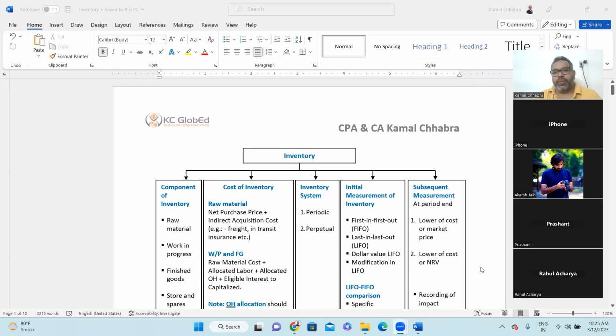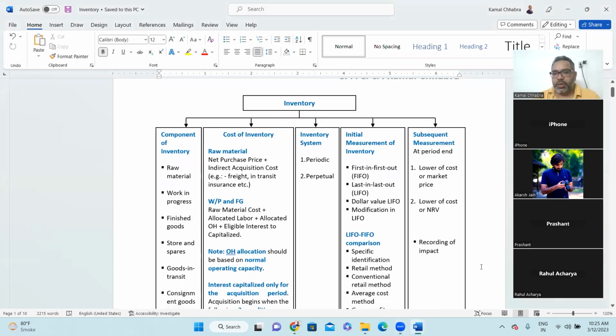So, the component of inventory. I know some of you might know it, but just for everyone to be on the same page, the components of inventory include raw material. Raw materials are basically the materials which we generally use for production purposes as the base.